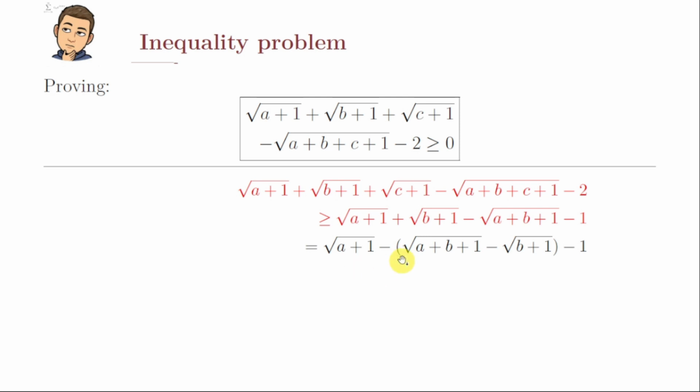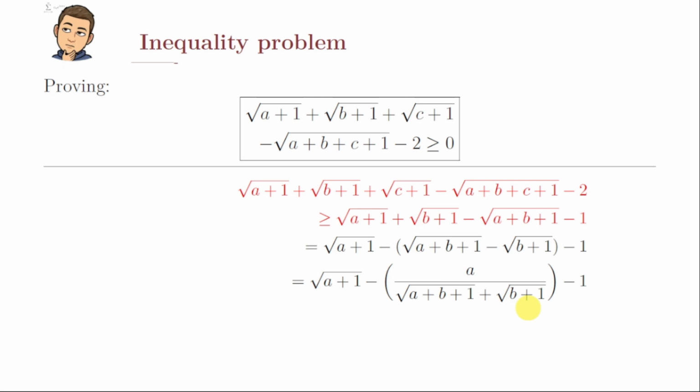Now for the right hand side here, I will group the square root of a plus b plus 1 and the square root of b plus 1. And this time we will try to eliminate the variable b. We can do that by first multiplying by the conjugate to get this, a over the square root of a plus b plus 1 plus the square root of b plus 1. That is easy to check.